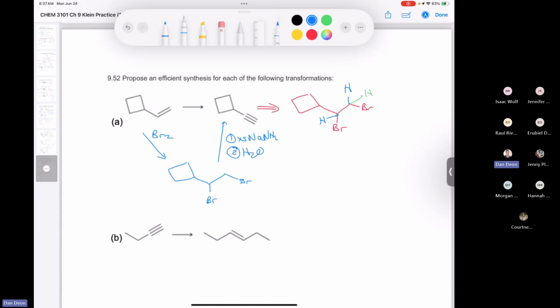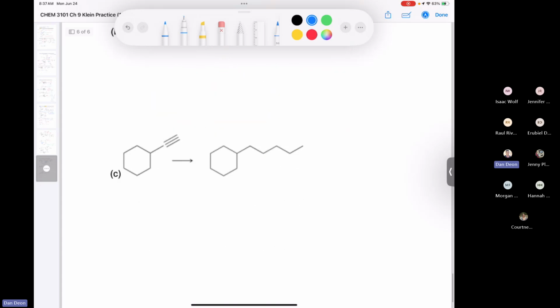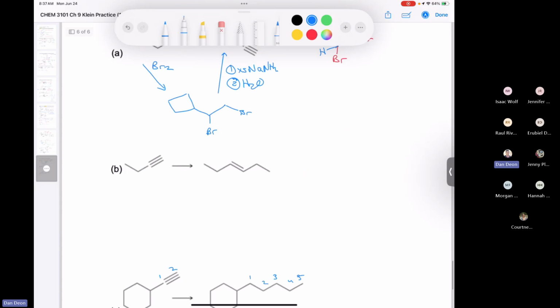And there you have it, folks. Okay, let's do one more, and I'll leave you with C. C is pretty straightforward. You have 1, 2 carbons here, then you have 1, 2, 3, 4, 5. So all you're doing is adding propyl iodide to the compound. But this one here, we're starting out with 1, 2, 3, 4, and we're ending up with 1, 2, 3, 4, 5, 6. So we need to add 2 carbons. And so the first thing we're going to do is add those 2 carbons because it's the only way we know how to do it.